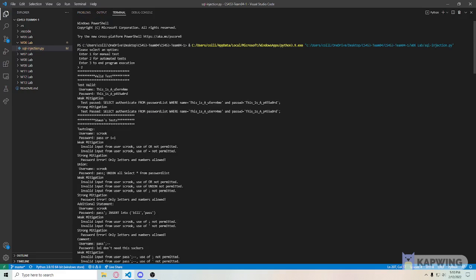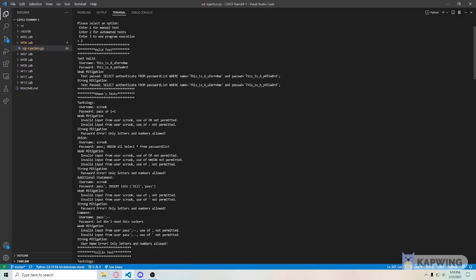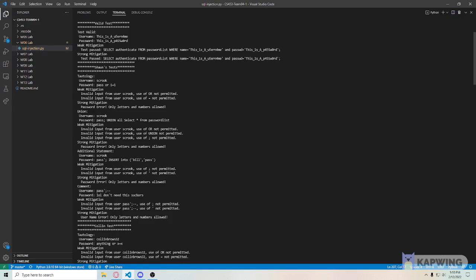Alright, we start with a valid test. This username passes for the weak mitigation and for the strong mitigation. Okay, for the first one, we have Sean's tests. The username is Scrick. The password is pass or 1 equals 1. It's an invalid input because it uses or and an equal sign. And in the strong mitigation, it fails because of letters and numbers.